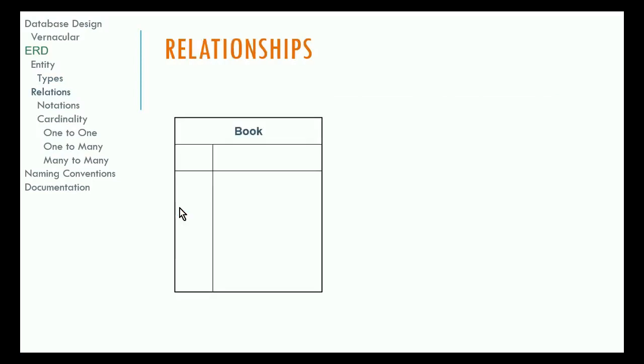Let's not worry too much about those types for right now. The important thing is once we have our blocks with all of our entities, and as I said before, we're going to start with the entity name. We're going to list all of our attributes, and one of those attributes is going to be something like, in this case, the ISBN, which is the primary key for a book. So this might be a database that's going to contain books.